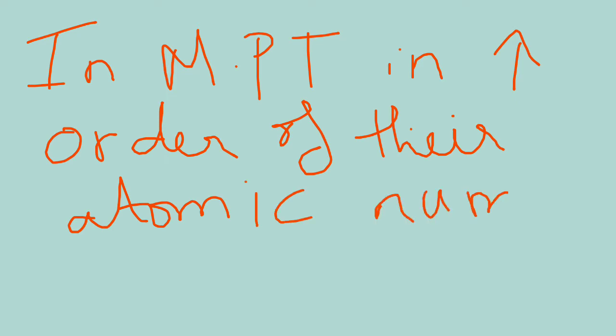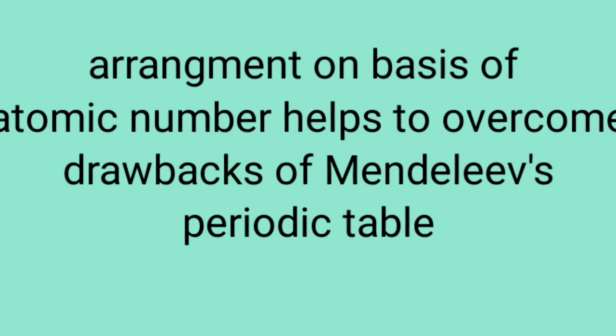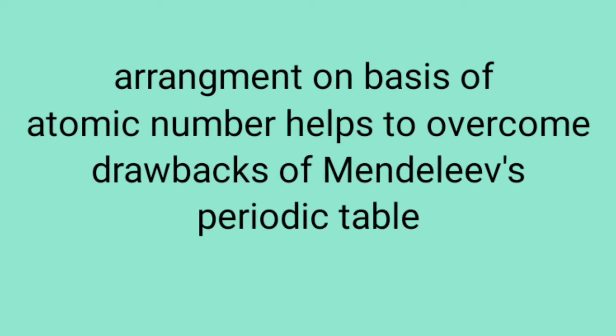Elements are arranged in increasing order of their atomic number, whereas in other classifications like the Mendeleev periodic table, Newlands octaves and Dobereiner triads, the elements are arranged in increasing order of their mass number. But in the modern periodic table, elements are arranged in increasing order of their atomic number. This helps overcome the drawbacks of the Mendeleev periodic table.